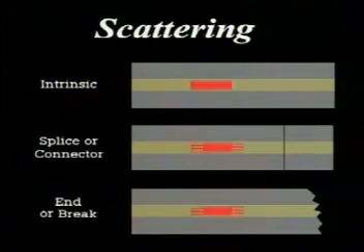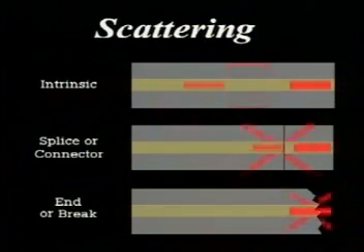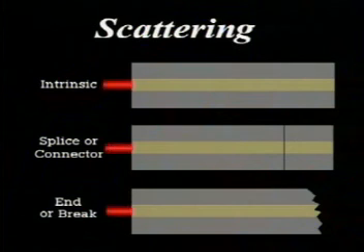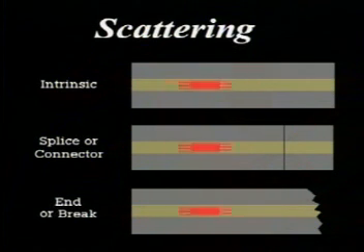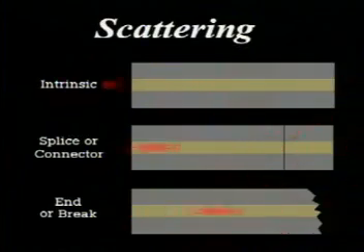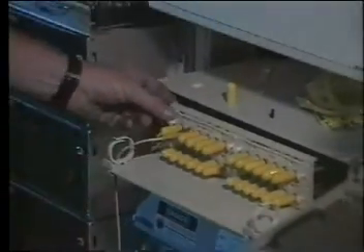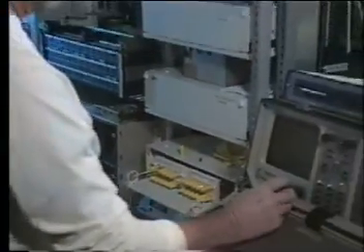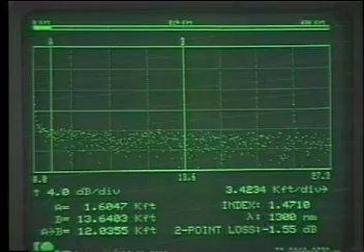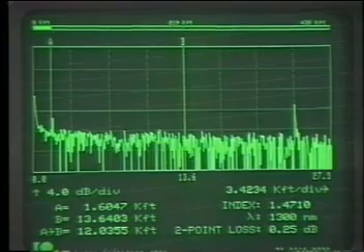Scattering losses occur when light is reflected in all directions, including back toward the light source. Scattering can be caused by impurities in the glass or by reflective surfaces, such as fiber ends, breaks, or splices. The portion reflected back to the source allows optical time domain reflectometers, or OTDRs, to measure attenuation levels and distance to fiber splices or breaks.